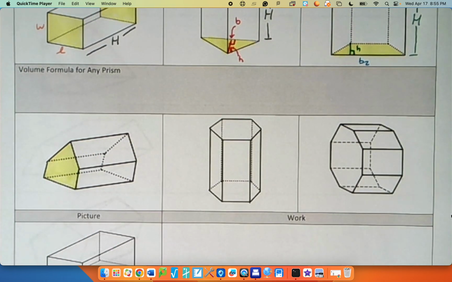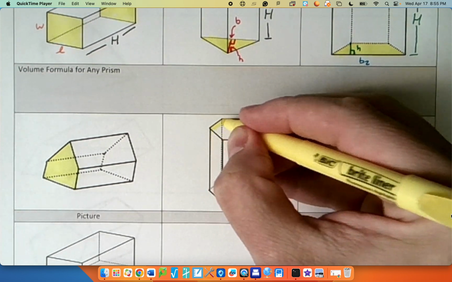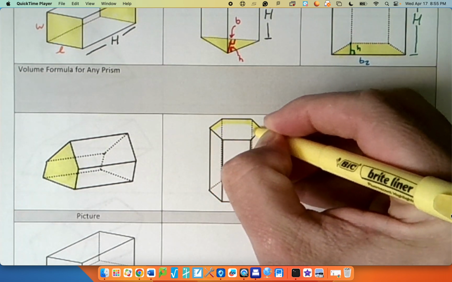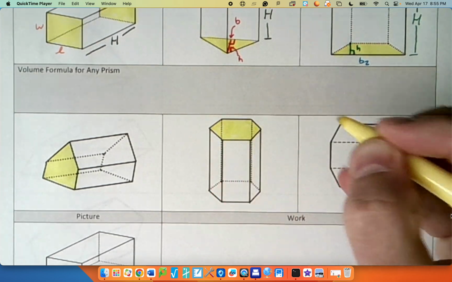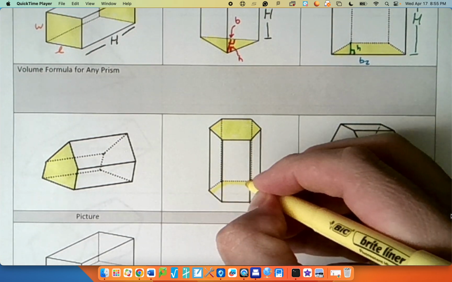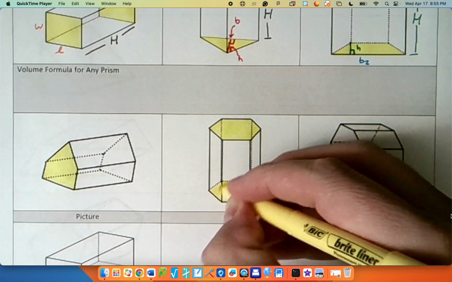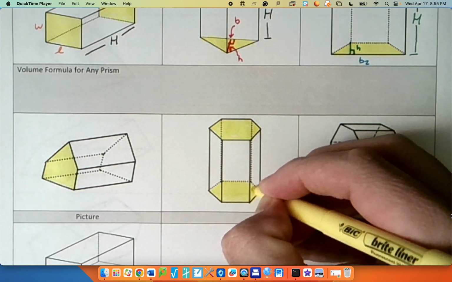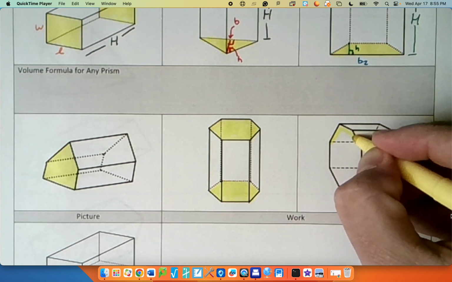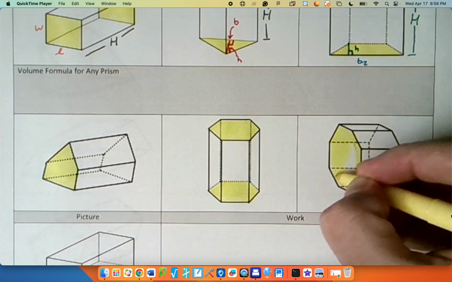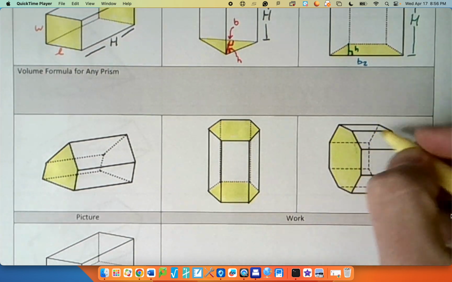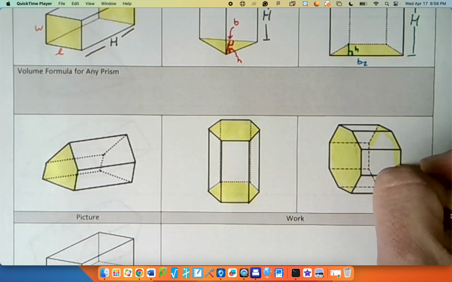I know we just said you don't have the formula, but we're going to find the area of the base, either one of these hexagons, and then we're going to multiply by how tall the prism is. So from that octagon to this octagon.